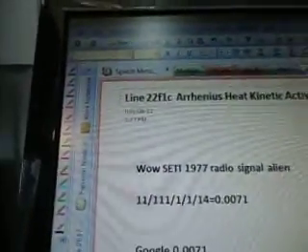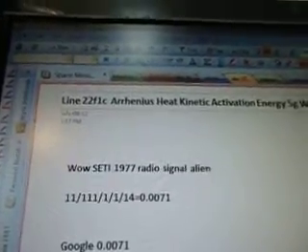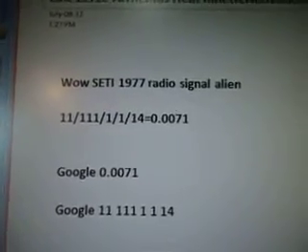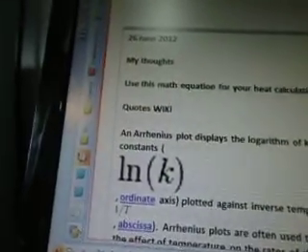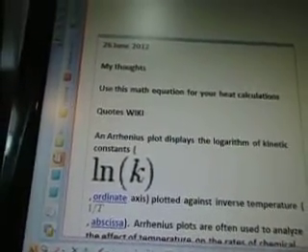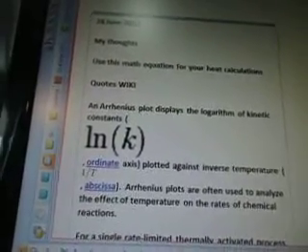This one's part 260. It's line 22f1c, Arrhenius, heat kinetic activation energy, 5G, Wow Seti. There's your Wow Seti alien radio signal with the equation that goes with it. June 26th is when I started working on it. Today's July the 7th, 2012. My thoughts: use this math equation for your heat calculations.